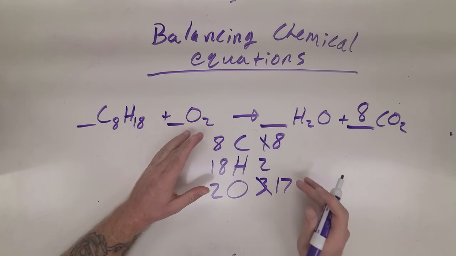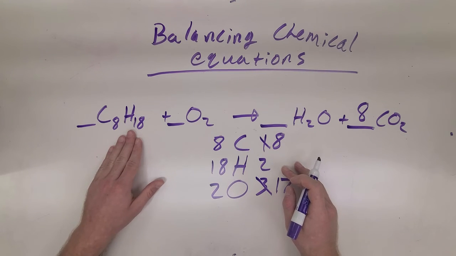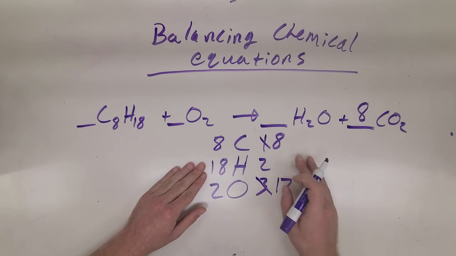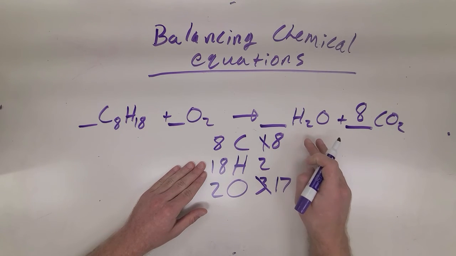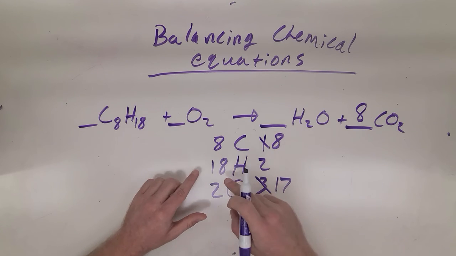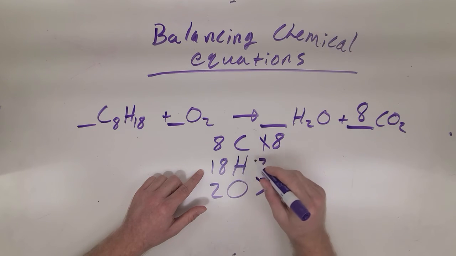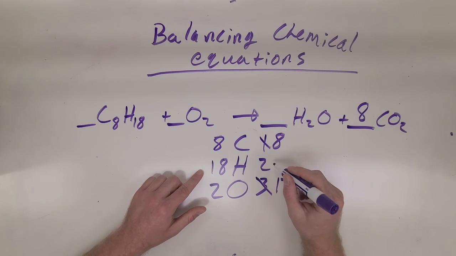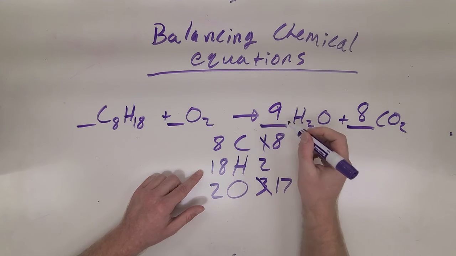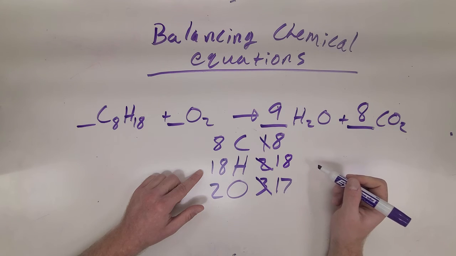Okay, right now we've got carbon fixed. Let's take a look at hydrogen. We've got 18 over here, but we only have 2 over here. So what do we need to add to get this to balance out? We have 18 hydrogen, 2 hydrogen over here, so we need a 9. Yes, 9 times 2 gets us 18. So we go 9 here. 9 times 2 gets us 18.